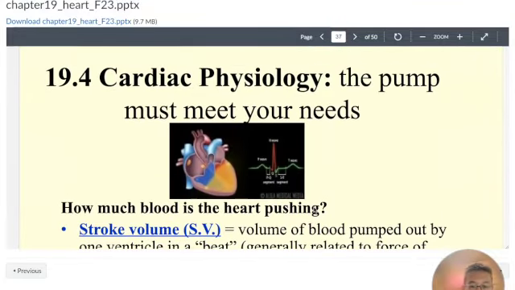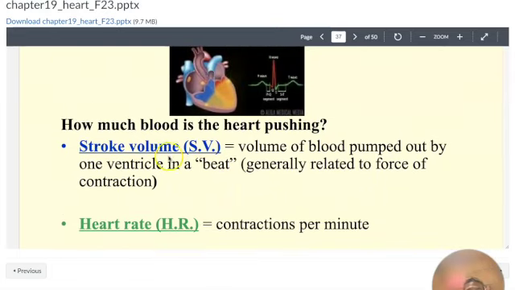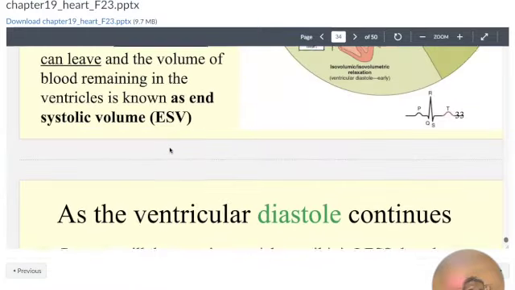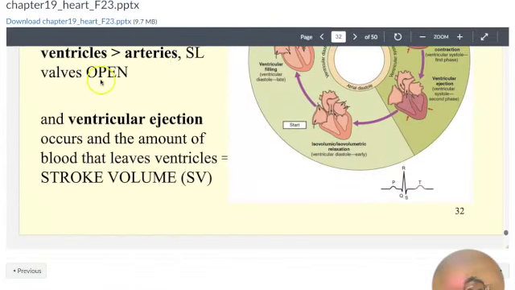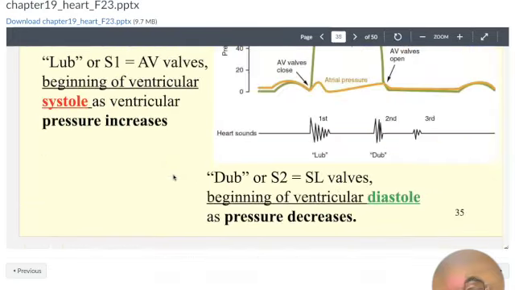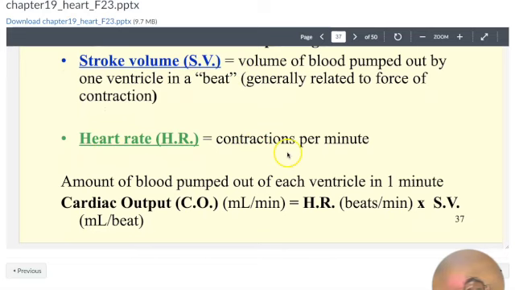So now we're going to see all these numbers again. Stroke volume. We saw stroke volume up here. Stroke volume is the ventricular ejection, the amount of blood that leaves the ventricle. It's the volume of blood pumped out by one ventricle in a beat, how much it squeezes out. Heart rate is contractions per minute.